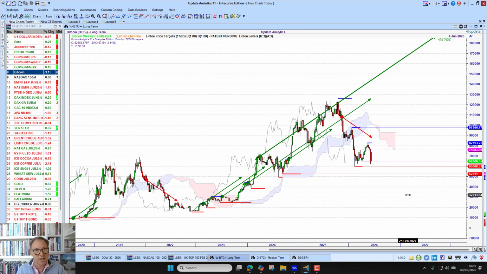We're in a downtrend long term. We're in a downtrend medium term, but we have been in a downtrend long term ever since we fell through that 80,000 level. So that is really key.